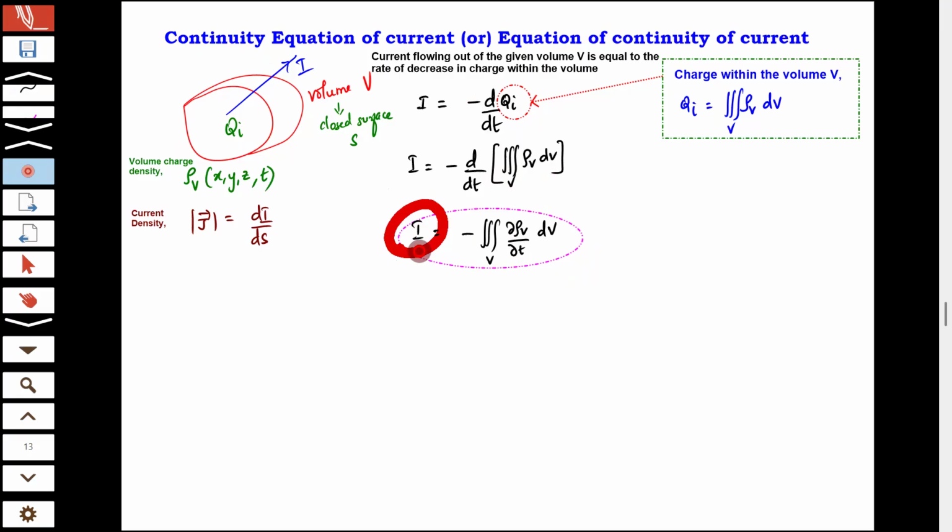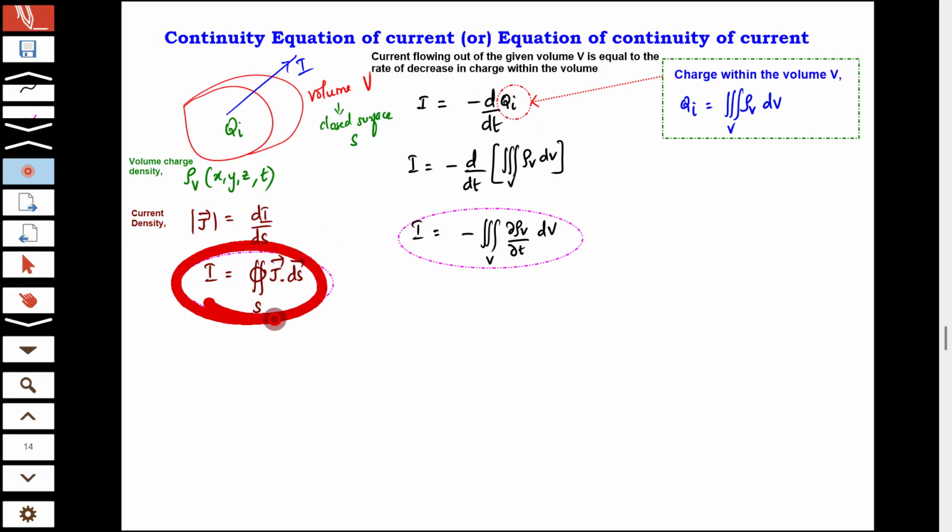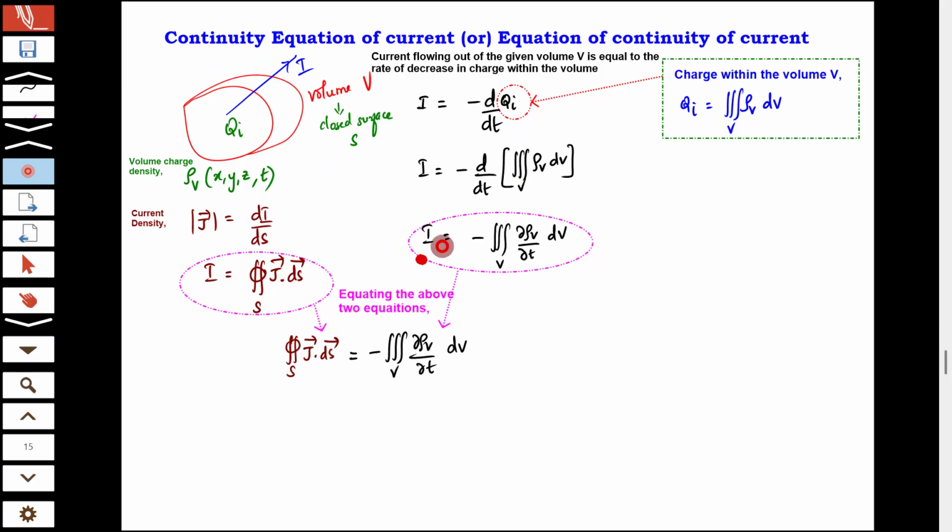Now we have to write the left-hand side in terms of current density. We know the relation between current and current density: the surface integration of J dot ds. But here we have to be more specific that this region is formed by a closed surface. A closed surface always encloses a volume, so this integration should be a closed surface integration. Now, for the left-hand side, we can replace this expression. Thereby, the left-hand side, which is current, becomes the closed surface integration of J dot ds, and the right-hand side is minus the volume integration of dou rho v by dou t.